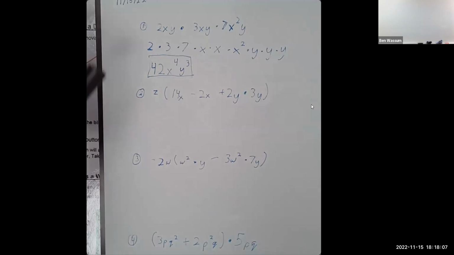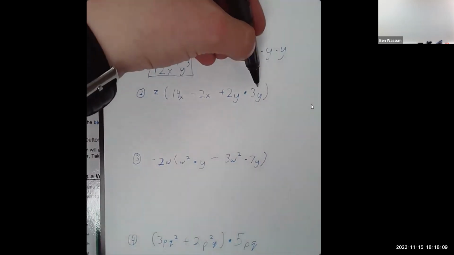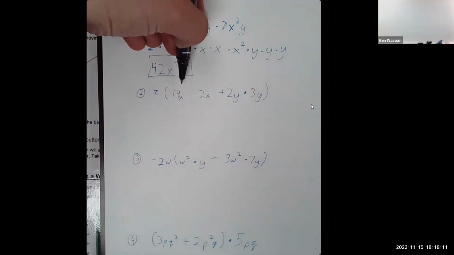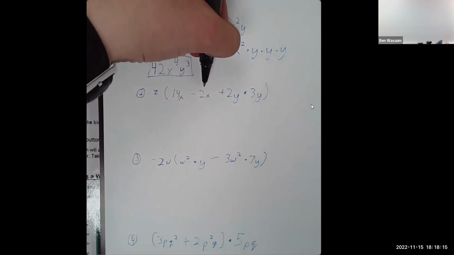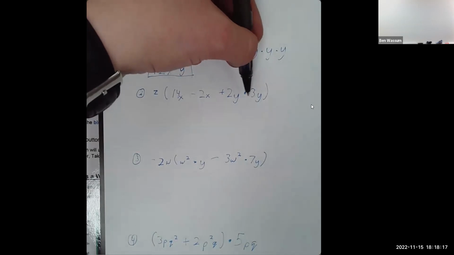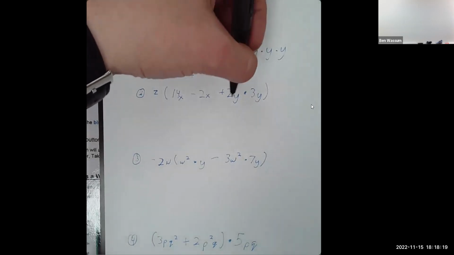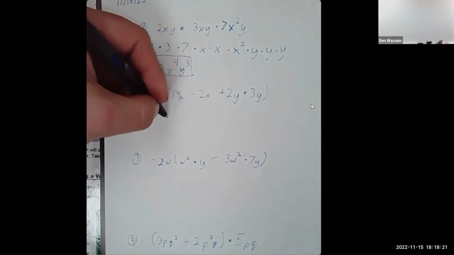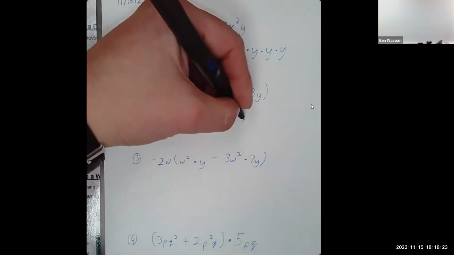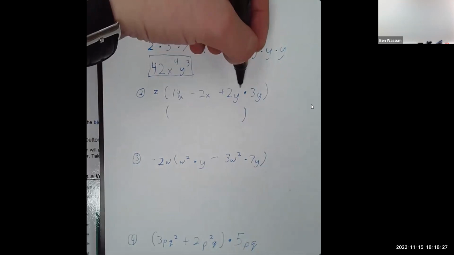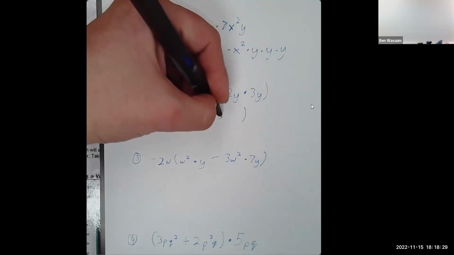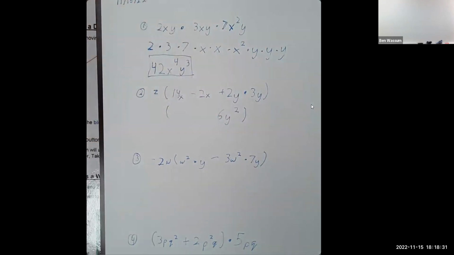So what I would do, I would look at this and I would remember that all my terms are separated by pluses and minuses. So there's a term, there's a term, and this whole thing, this multiplication over here is a term. So I need to multiply these guys together, right? So I'm going to multiply those together first. I have a 2y times 3y, that'll give me a 6y squared.